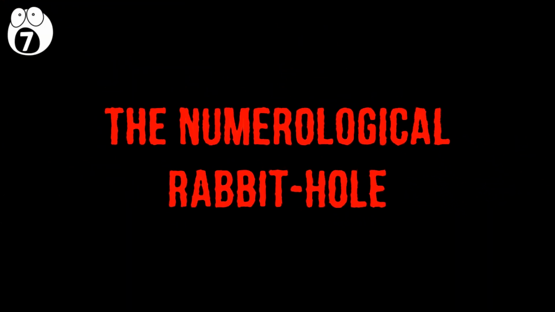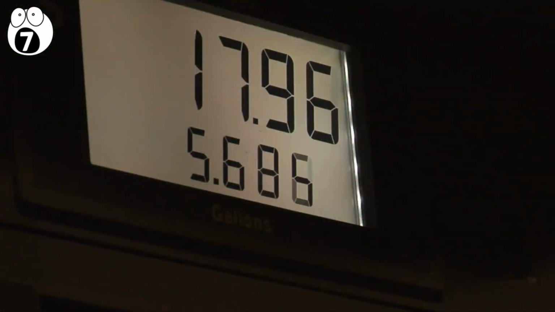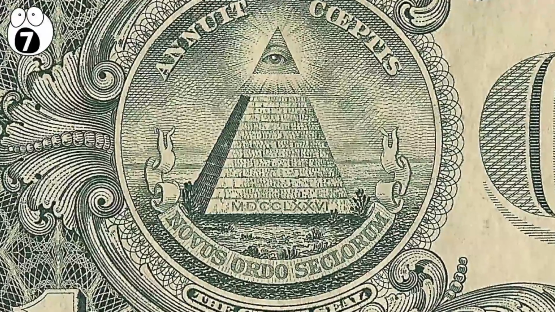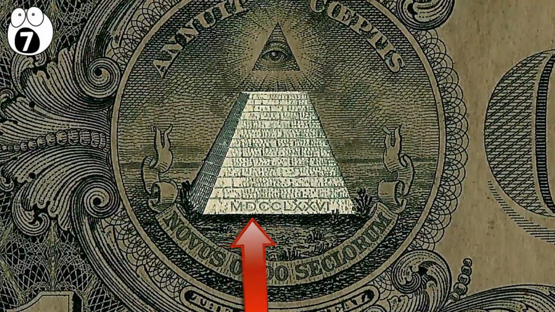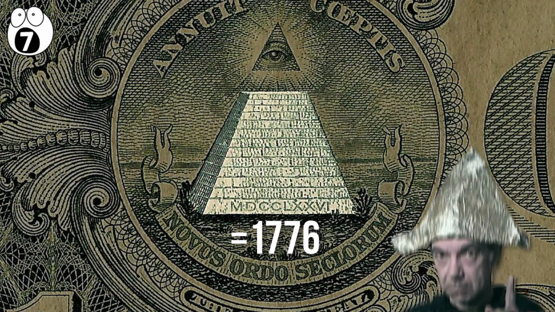Number 7. The Numerological Rabbit Hole. Numerology is the study of finding meaning in seemingly innocent numbers, and it is very easy to find yourself overwhelmed by its claims. At the base of the pyramid on the Lesser Seal, we can see the Roman numerals MDCCLXXVI, representing 1776, the founding year of the US. According to conspiracy theorists, though, it was also the founding year of the Illuminati.